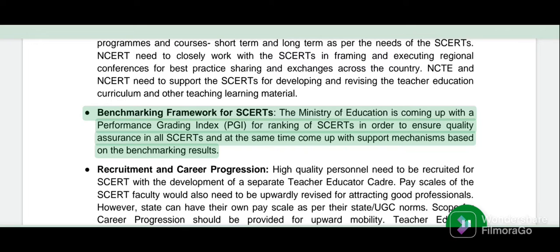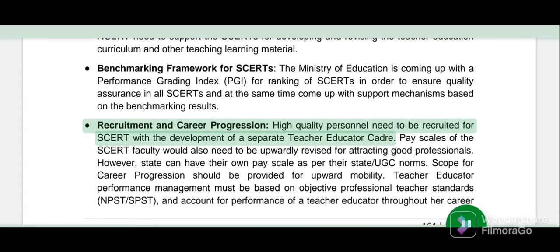Benchmarking framework for SCERTs. The Ministry of Education is coming up with a performance grading index, PGI, for ranking of SCERTs in order to ensure quality assurance in all SCERTs and at the same time come up with support mechanisms based on the benchmarking results. Recruitment and career progression.